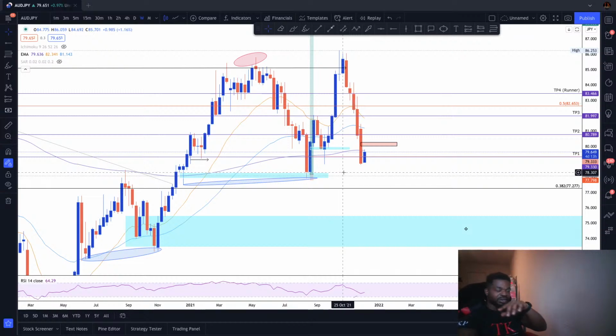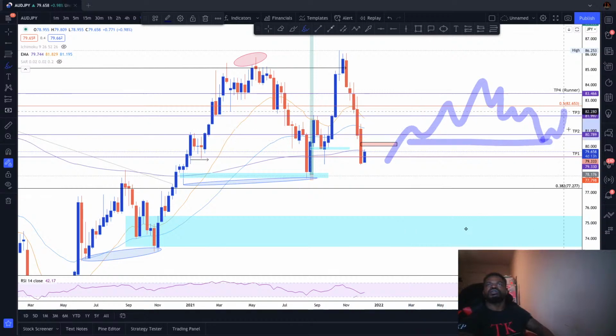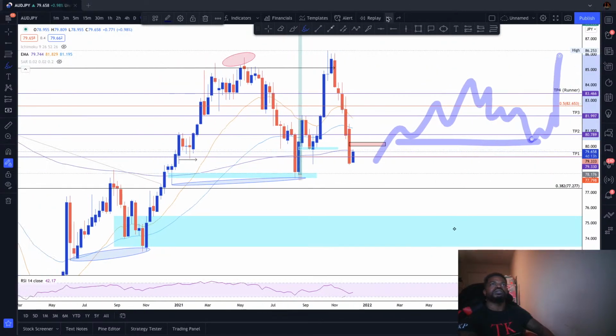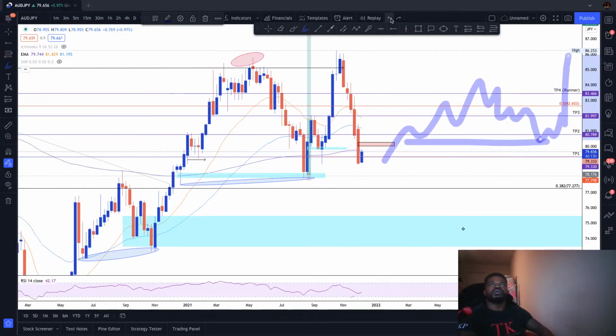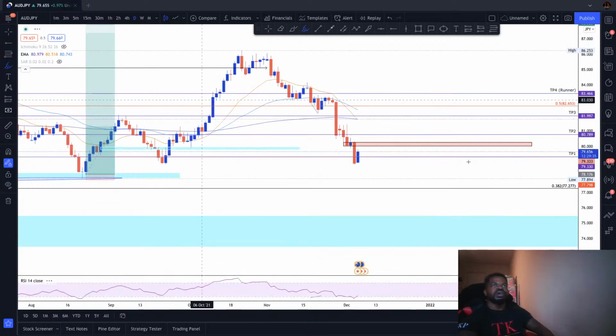So keep in mind structure, basic structure. You got an uptrend, you're making higher highs, higher lows. No matter what happens here, as long as price does not violate the lows here, you are still in an uptrend. So from here, what we'll do is we'll set an alert for AUDJPY to retest this level.